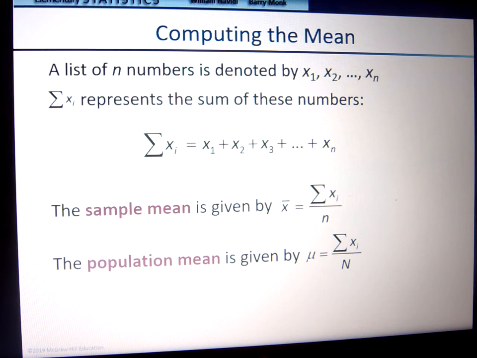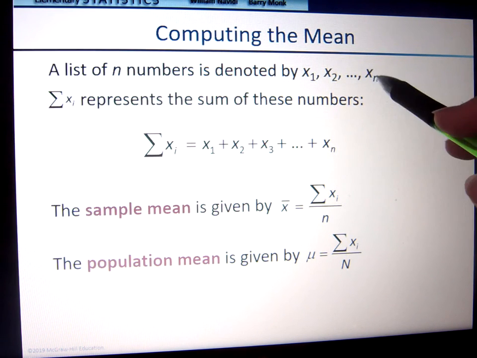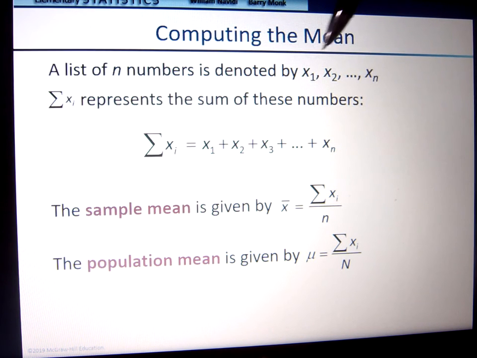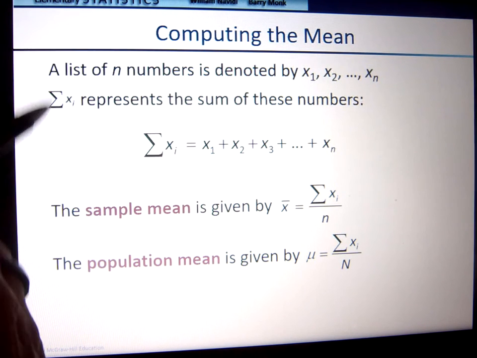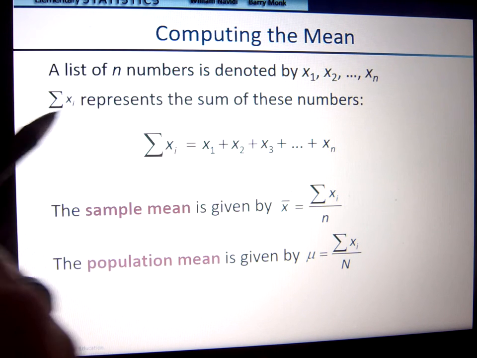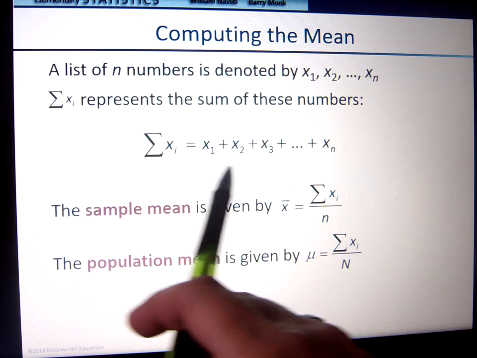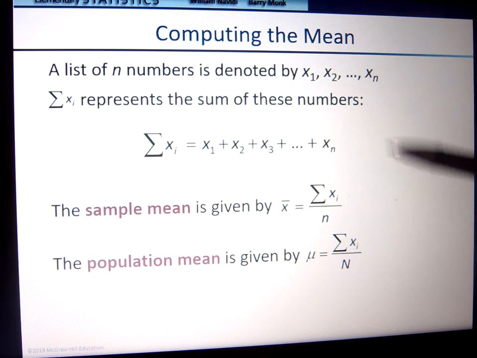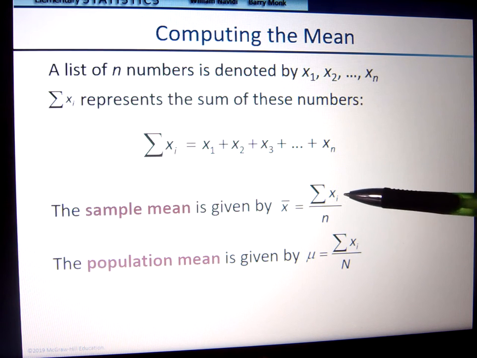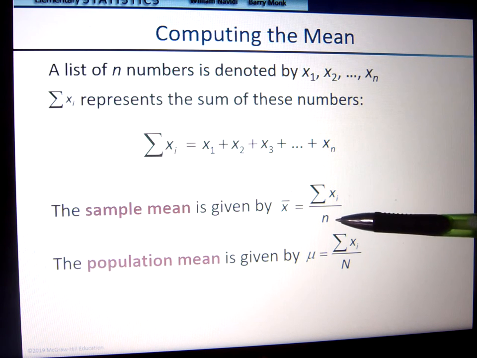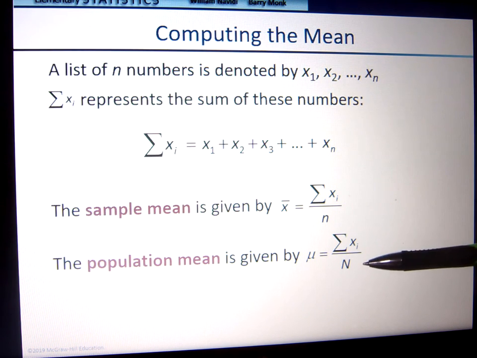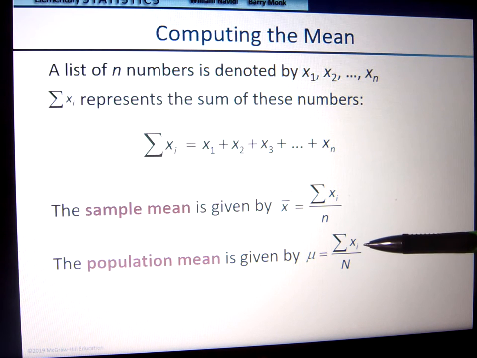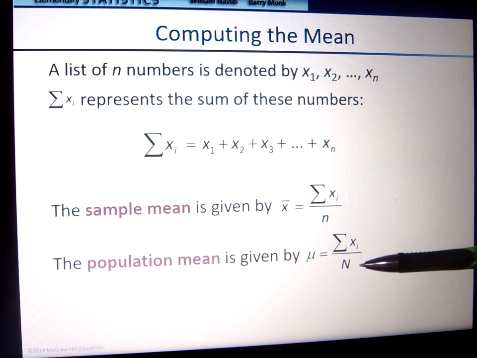So when we're looking at a list of numbers, we call it x sub 1, x sub 2, etc. This just means first number, second number, continuing on. The summation of x sub i, which just means all of them, for 1 to however many you have, represents the sum of all of these numbers. So this just means add them all together. The sample mean then is going to be that sum divided by how many you chose from the sample. The population mean is going to be the sum of all of them divided by how many you have in the entire population.